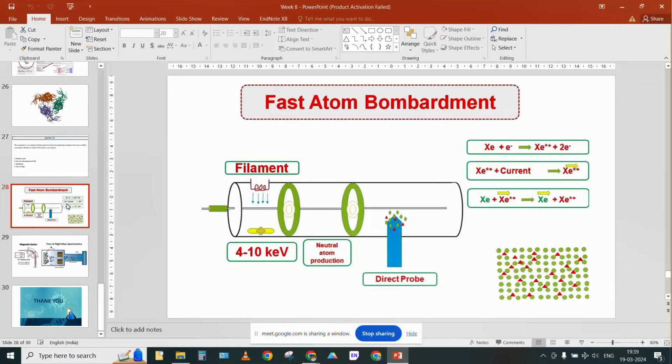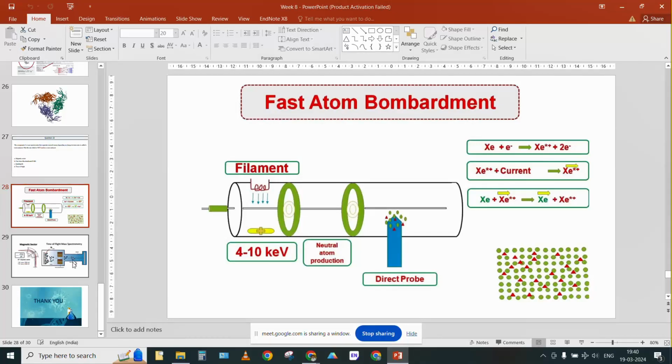Fast atom bombardment is a method of ionization rather than a mass analyzer. In layman language we call this FAB, that is fast atom bombardment. FAB involves bombarding a solid or a liquid sample with high energy atoms, usually xenon or argon, to produce gas phase ions for analysis in a mass spectrometer. So it is not used as a mass analyzer but rather as an ionization technique.